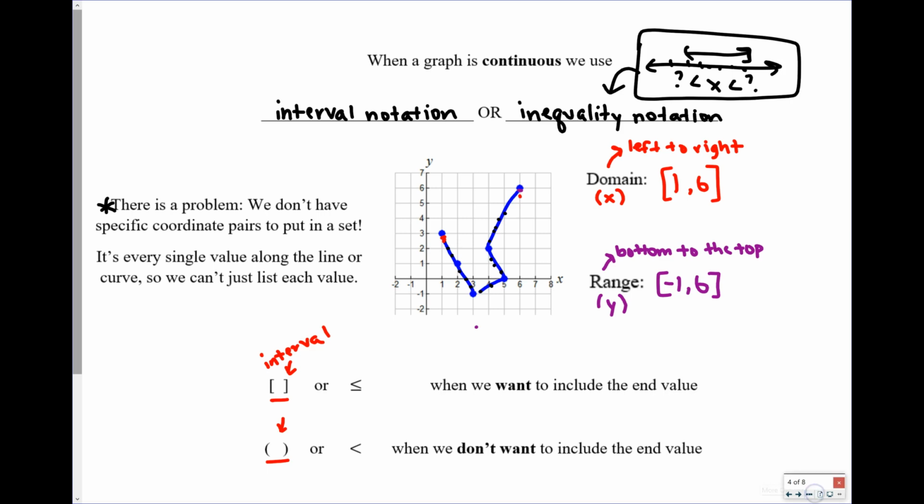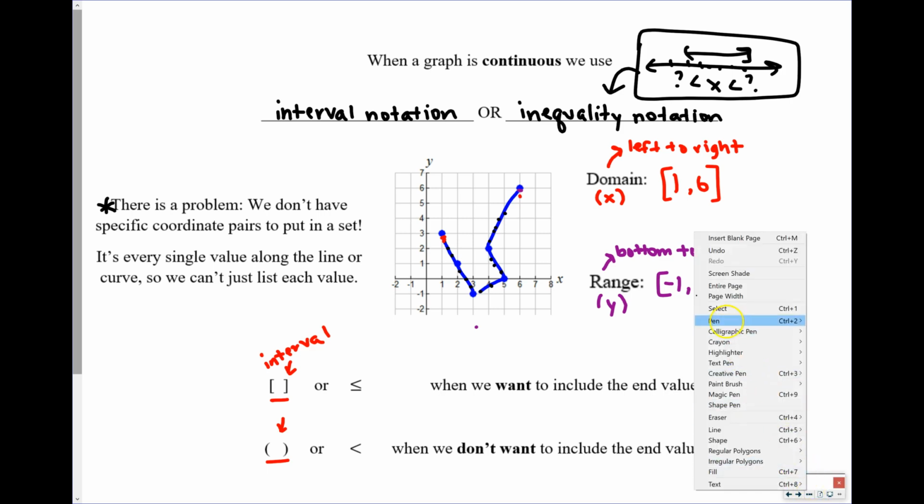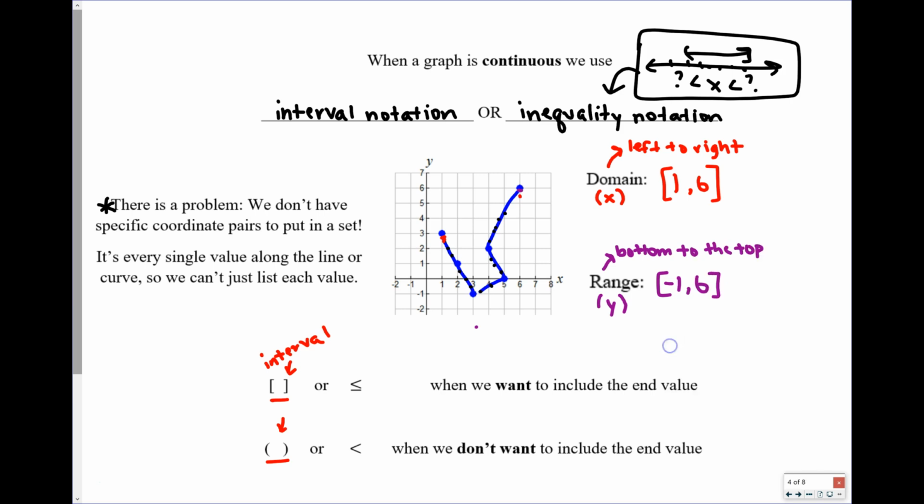So all you need to do for domain and range to make this notation work is, since domain is x's, we're going to put x in the middle. Because we're using brackets, that goes with a less than or equal to, so we have to put the bars. And then all you have to do is put the low number on the left and the high number on the right. Okay? So I'm putting the word or because either of these notations totally work, and we can use either one to describe the domain.